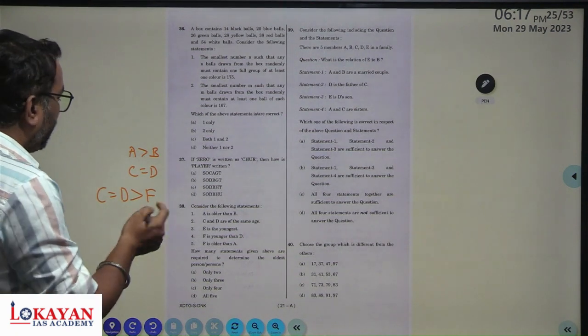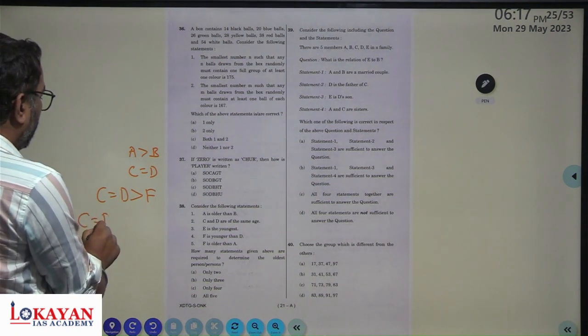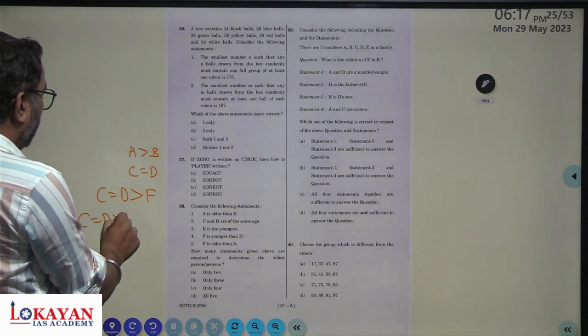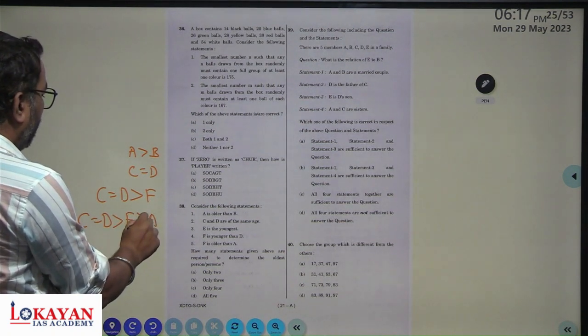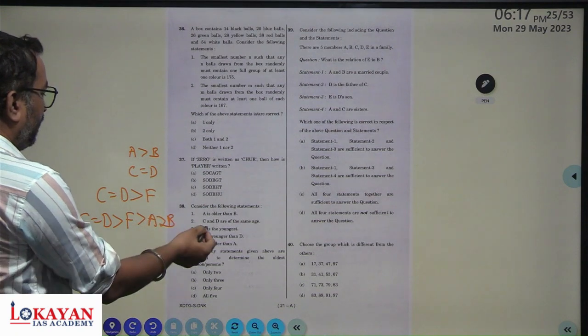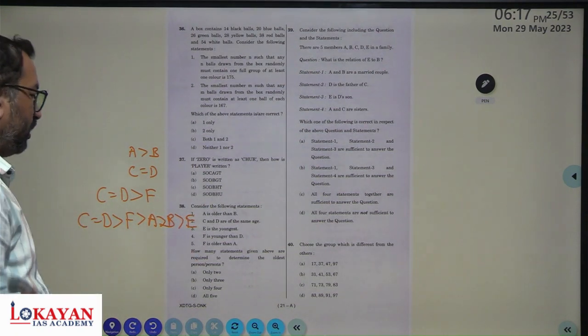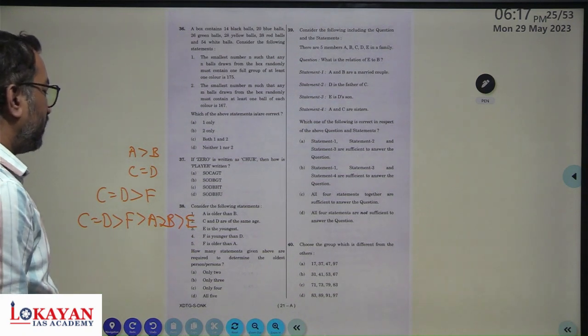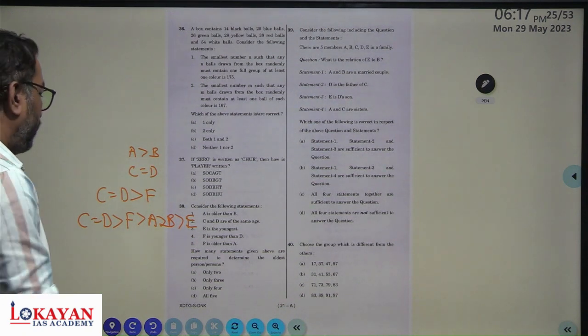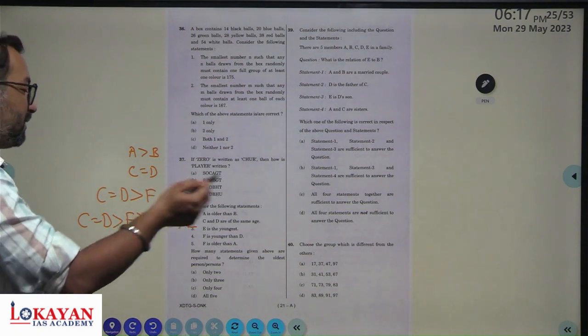F is older than A. So C is equal to D. F is younger than D and F is older than A. A is older than B. And E is the youngest, so E will be the last. So what is the question? How many statements given above are required to determine the oldest person or persons?